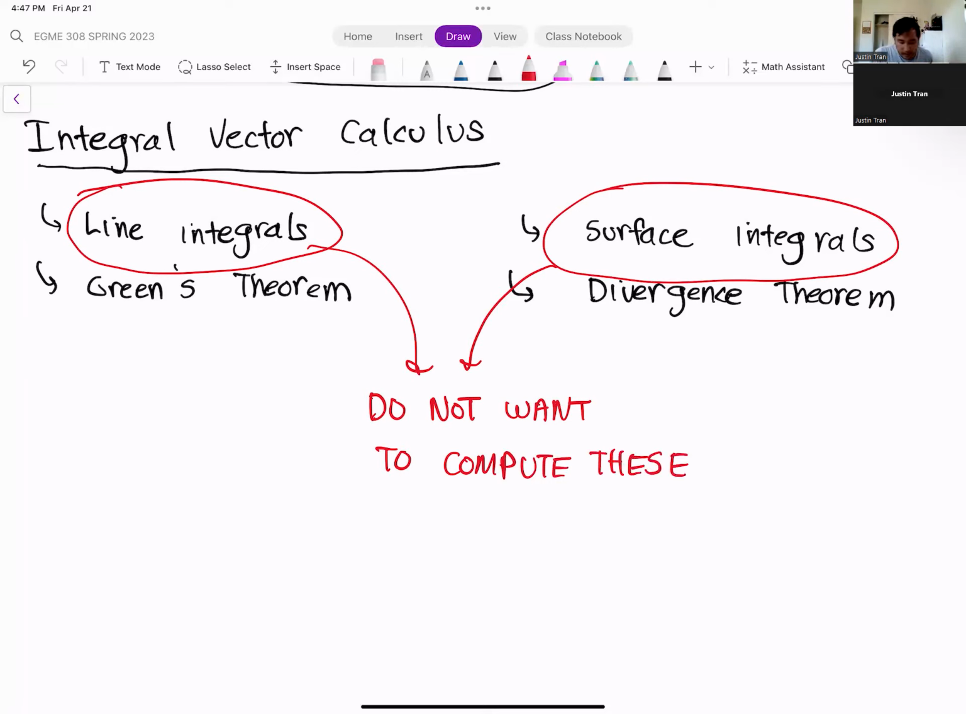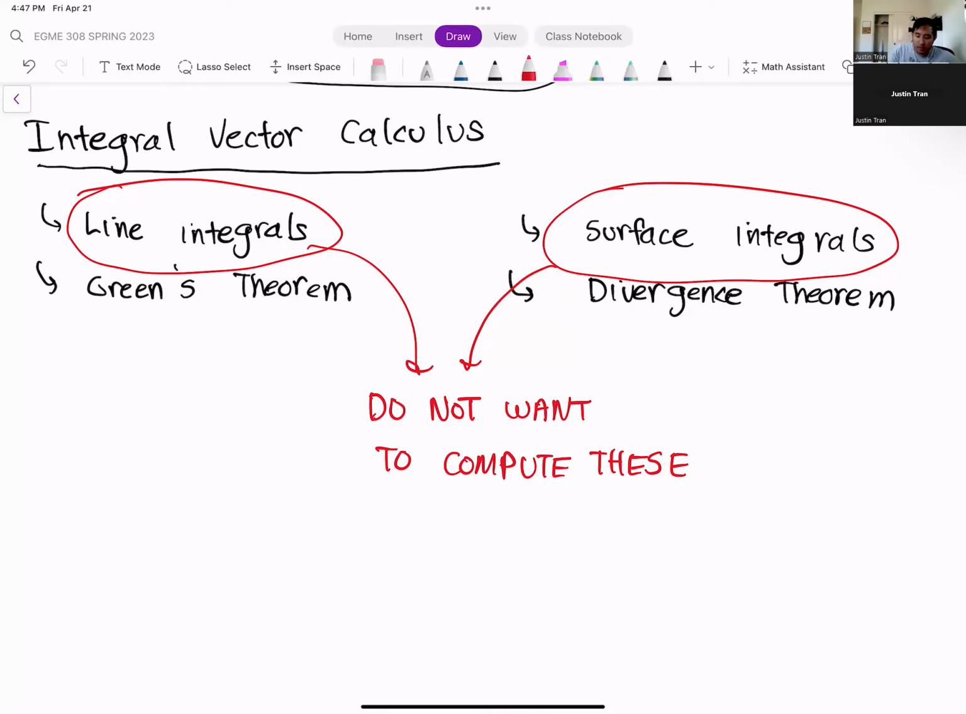Okay. And the main reason for this is not that it's bad for you, like it's not going to hurt you to do it. They're just a lot more time consuming because you have to spend a lot of time doing things like parameterizing the curve, parameterizing the surface, reparameterizing your integrand and things like that. So usually it's something that is more trouble than it's worth.